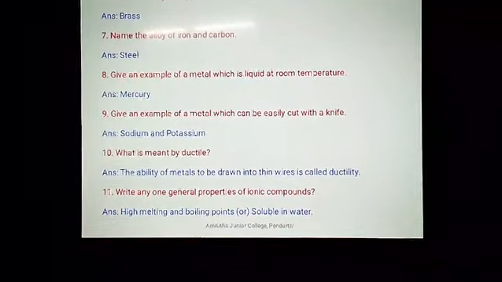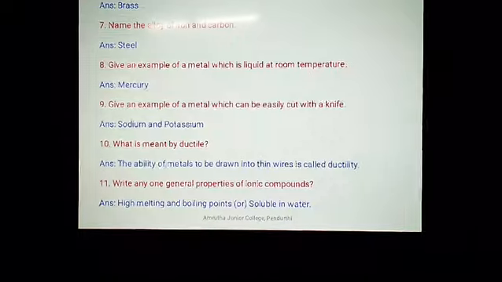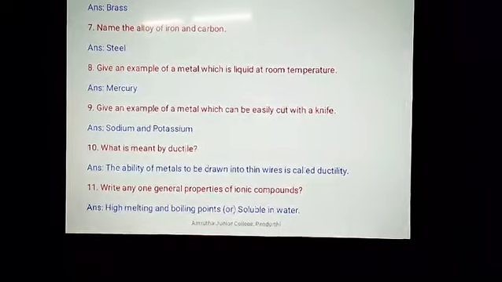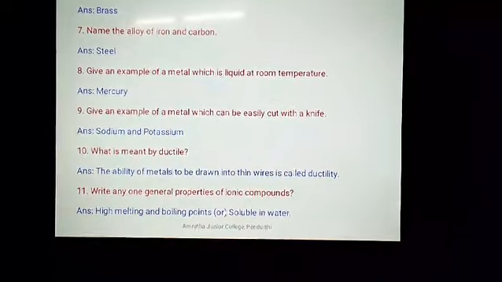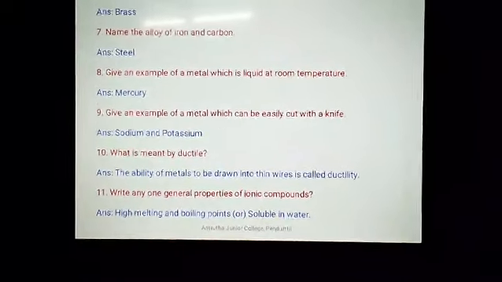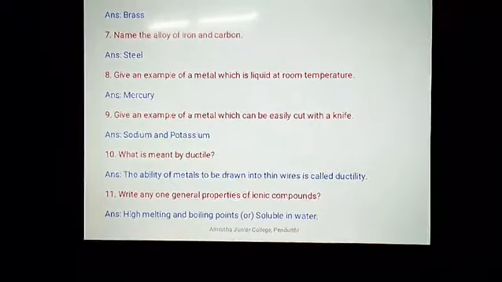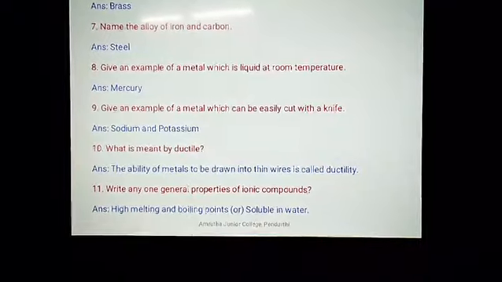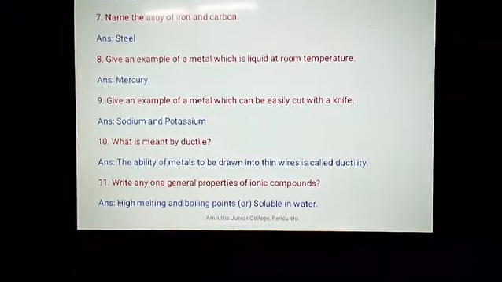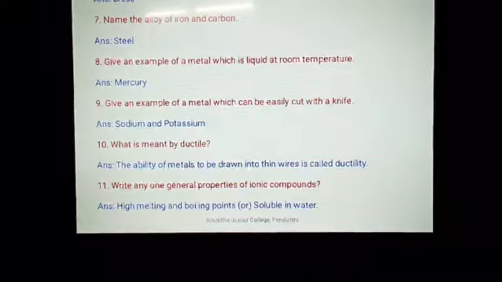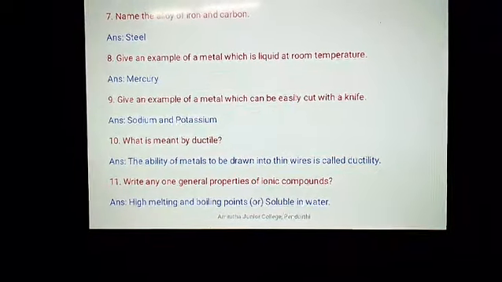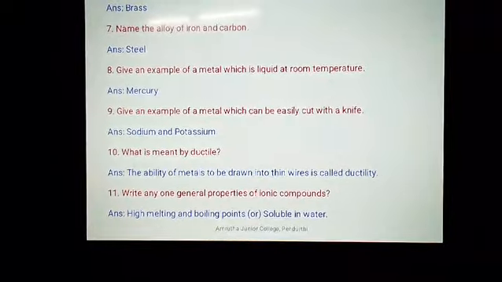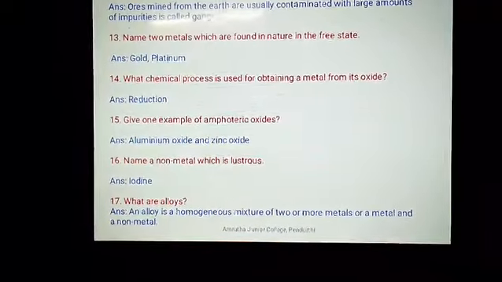What is meant by ductile? Ductile is one property of metals, meaning the ability of metals to be drawn into thin wires. And the ability to be made into thin sheets is called malleable. These two are properties of metals. And write any one general property of ionic compounds. Ionic compounds have very high melting and boiling points, and the ionic compounds are soluble in water.